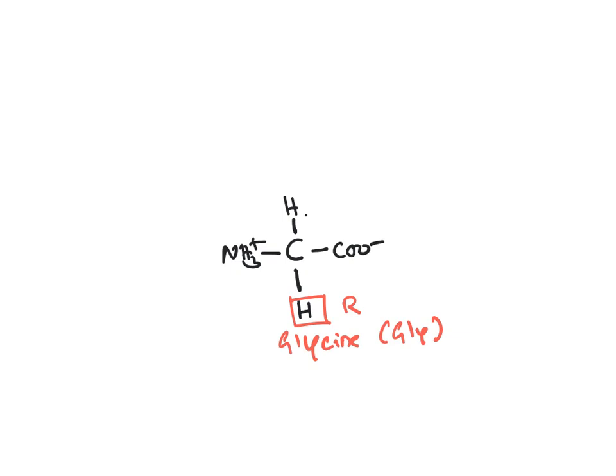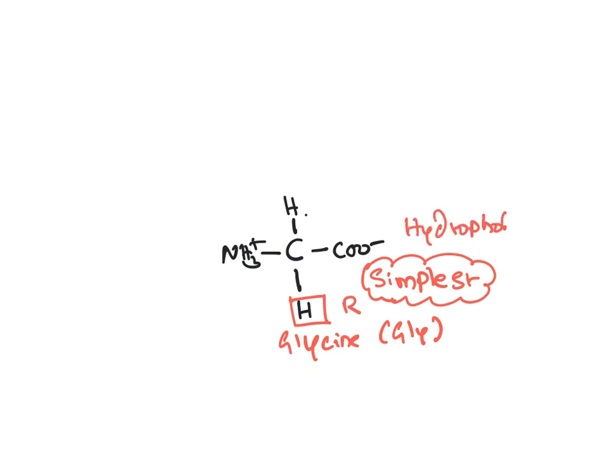H. That's why glycine is referred to as the simplest amino acid. That's the importance of glycine. Among all amino acids, glycine is the simplest, and also H cannot interact with anything. That's why glycine is a hydrophobic amino acid.